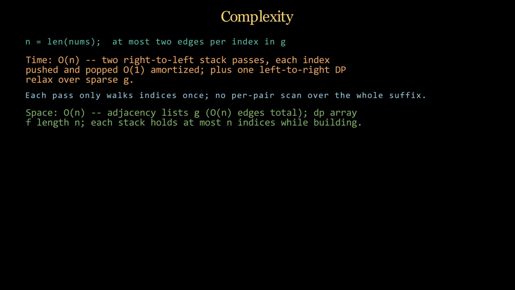Let n be the length of nums. Each index has at most 2 outgoing jumps in the graph we build. Time is linear in n, 2 reverse scans with monotone stacks, where each index is pushed and popped a constant number of times on average, plus 1 forward pass that relaxes only those sparse edges. Space is linear for the adjacency lists, the DP table, and the temporary stacks, each holding at most n indices.